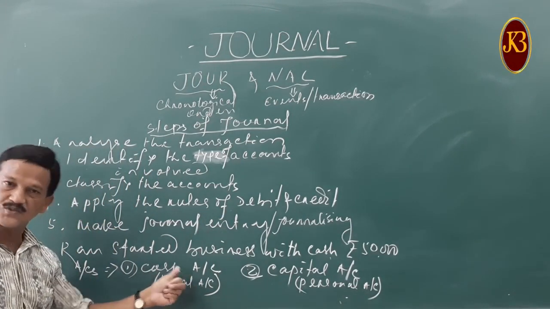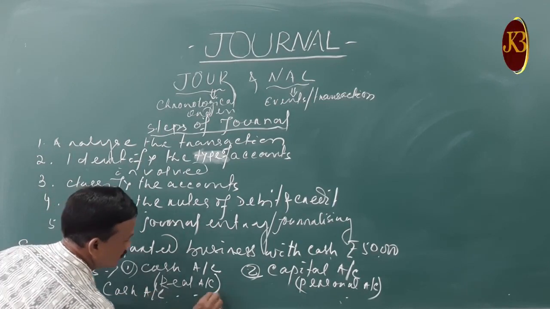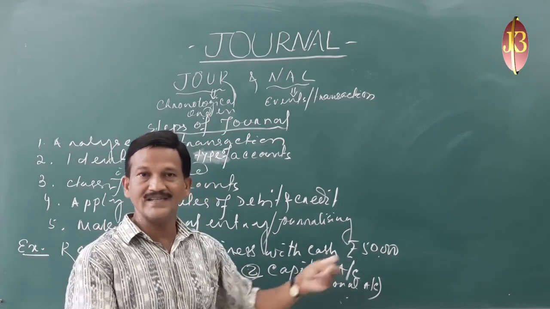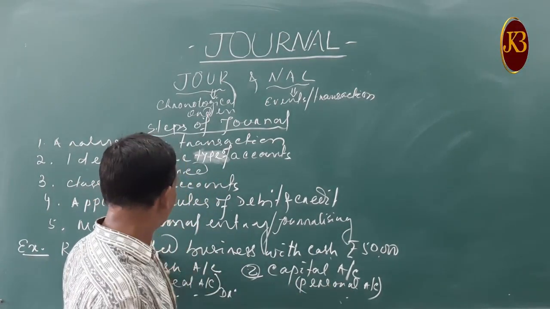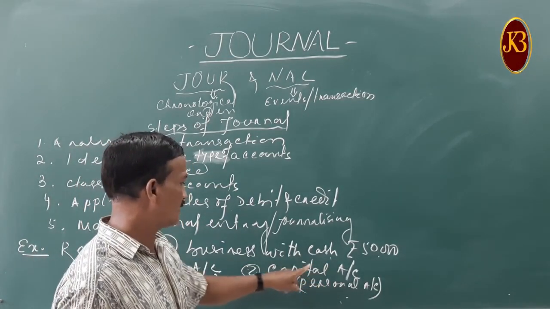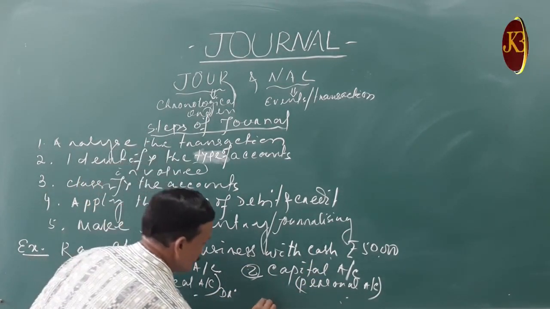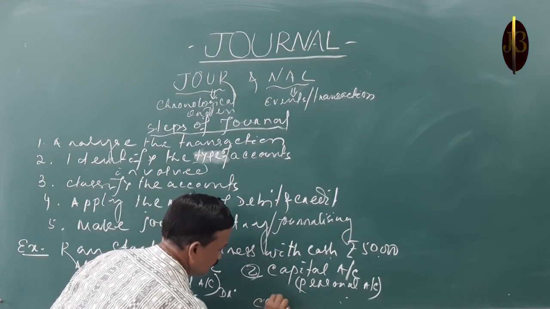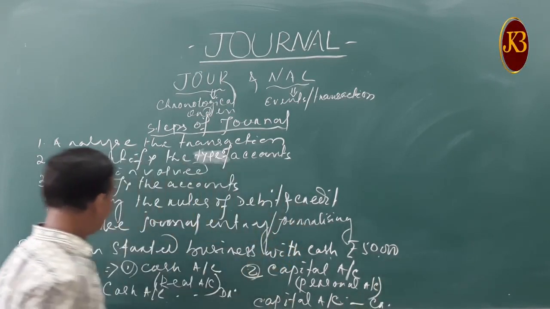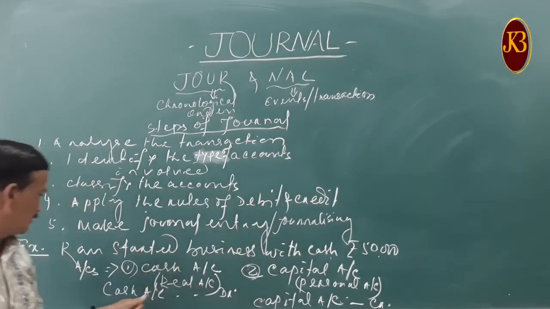Cash comes into the business, so cash is debited. Capital is a personal account: debit the receiver, credit the giver. Ram gives the money to the business to start the business. So Ram is the giver, which means the capital account is credited.